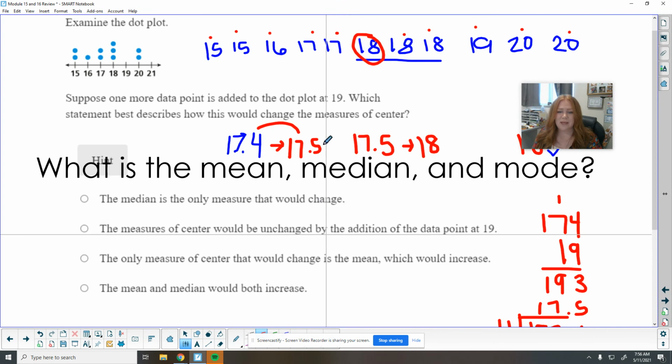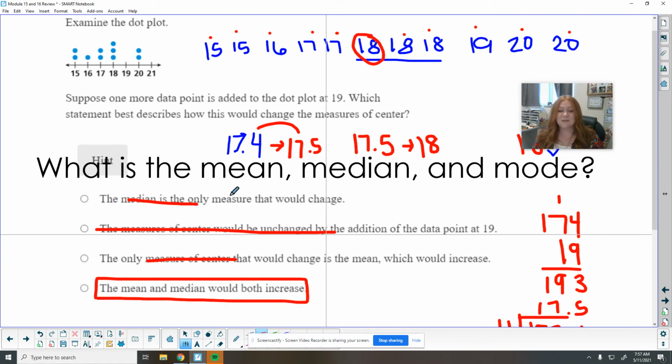So it changed a little, the mean changed a little. So I'm not going to just cross that one off. It's okay. The measures of center would be unchanged. Well, no, they changed a little bit. The only measure of center that would change is the mean. Well, that wasn't true. And the median wasn't the only one. So the mean and the median both increased. So they didn't increase a ton, but they did increase a little bit.